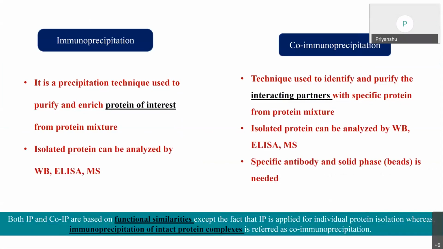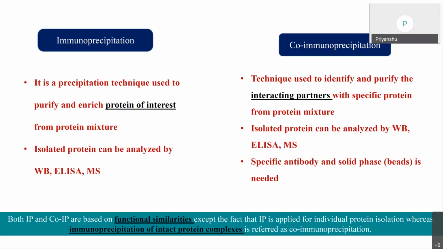Hello, everyone. Today, in this session, I'm going to discuss the co-immunoprecipitation technique, a technique to identify interacting partners of one particular specific protein. But before we discuss it, we should first know about immunoprecipitation and co-immunoprecipitation. Immunoprecipitation is the technique mainly used to purify a protein of interest from a mixture of proteins. Here I am talking about cell lysate. Once you get the purified protein, you can analyze it by Western blot, ELISA, and mass spectrometry.